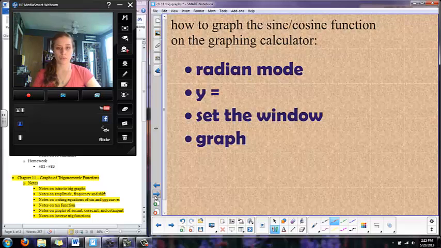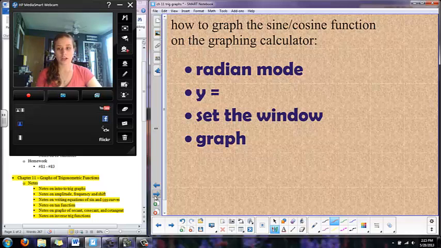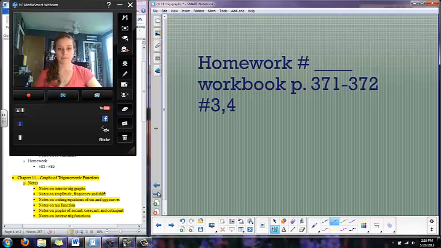Okay. We know that if we are graphing trig functions, you need to be in radian mode. You go to y equals, and then you're going to set the window, and your x is going to be between 0 and 2 pi, and you can actually type in the 2 pi, and it will turn it into a decimal for you. And then more than likely, your y is probably just going to be between negative 1 and positive 1. But it doesn't necessarily have to be. You're still going to see the graph. And then you graph it.